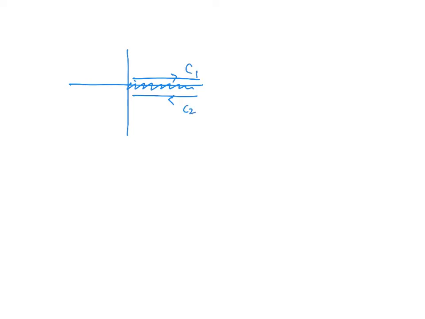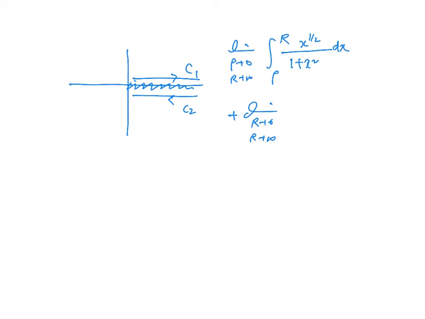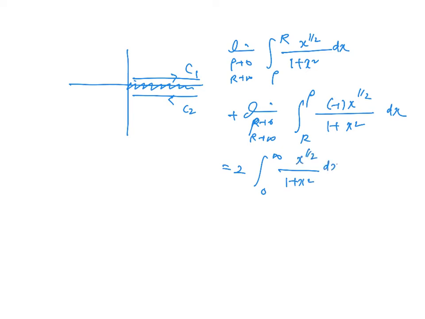So for C1, rho goes to 0, R goes to infinity, the integral from rho to R of x to the half over 1 plus x squared dx is the C1 integral, plus the C2 integral, with R going to infinity and rho going to 0, from R to rho of minus x to the half over 1 plus x squared dx. But this minus sign changes the upper and lower bounds of the integral. So we have twice the integral from 0 to infinity of x to the half over 1 plus x squared dx.